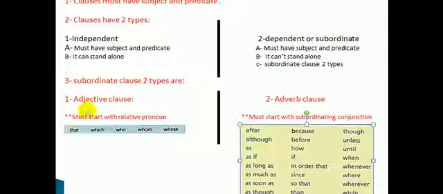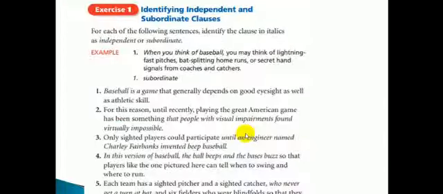Adjective clause easily starts with one of these relative pronouns: that, which, who, whom, whose. Adverb clause starts with a subordinating conjunction, and these are the subordinating conjunctions, and you can find them in your box. We are just going to start with this very easy exercise. It just asks you to identify the independent and subordinate clause. Let's start from number 1.